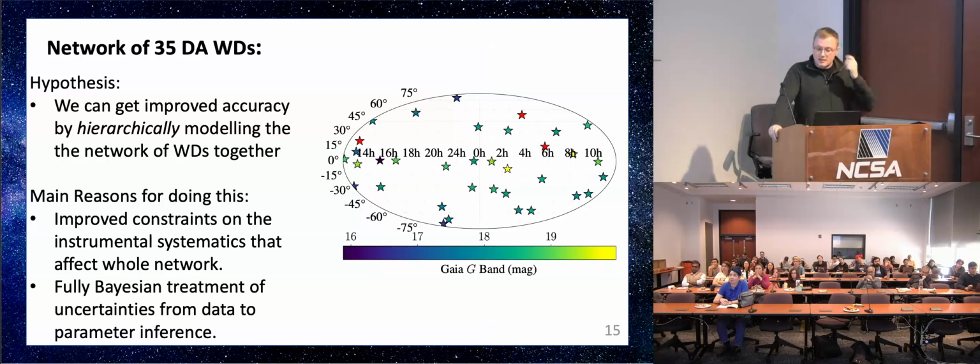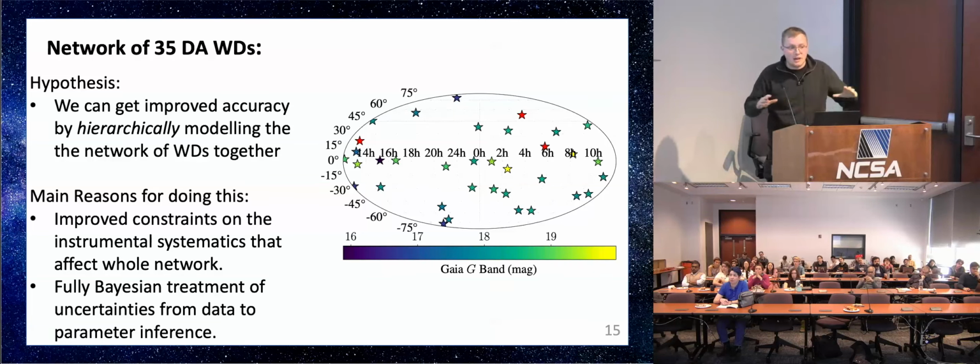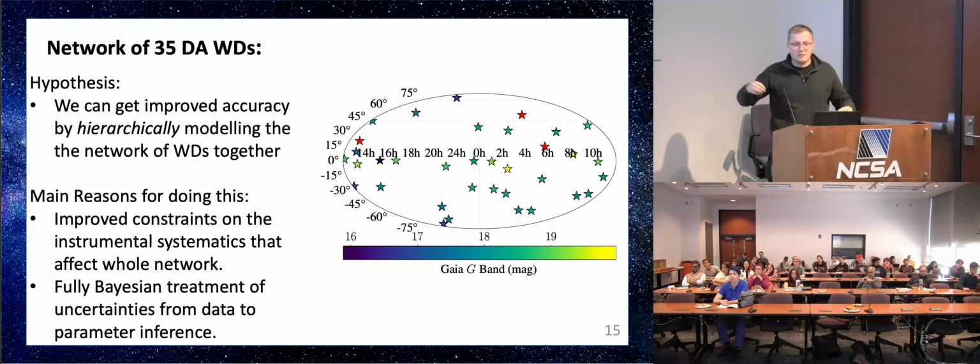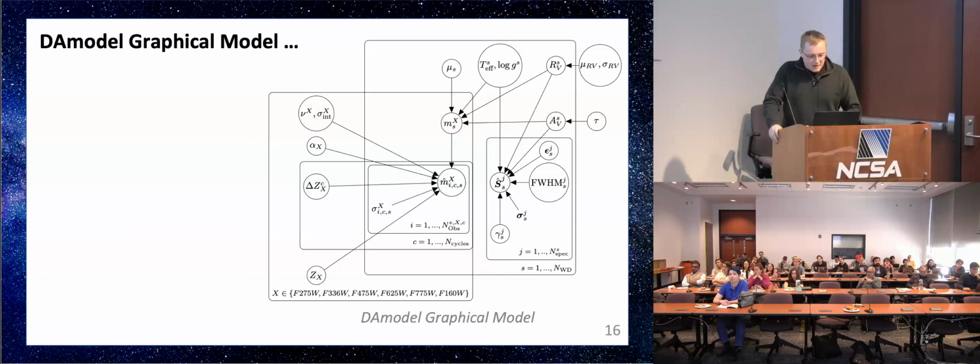The reason for this is you get improved constraints on instrumental systematics that affect the whole network. This is, again, this population analysis that I'm referring to. And you get a fully Bayesian treatment of your uncertainties from your data right through to your parameter estimates. It's never been done end-to-end for the whole network before. So that's what we're going to try and do.